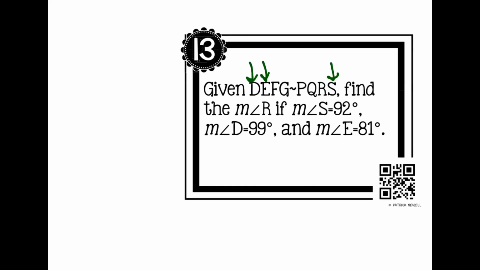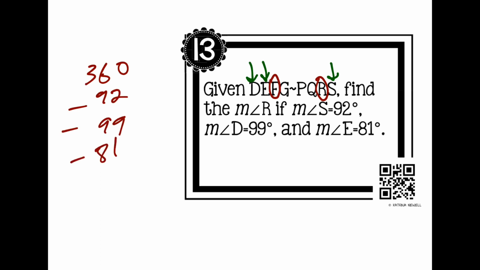So in 13, they gave us S, D, and E. Notice that S and G are going to be the same. They correspond in our similarity statement. So the only column missing here is F or R, which means if I take 360 and I subtract 92, I subtract 99, and I subtract 81, whatever's left is my answer, 88 degrees.